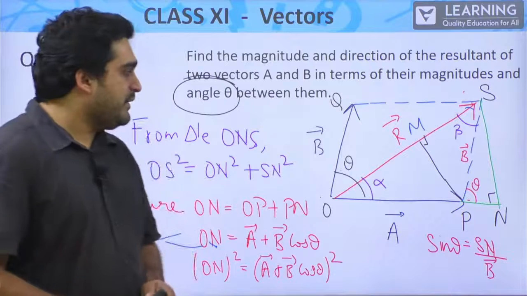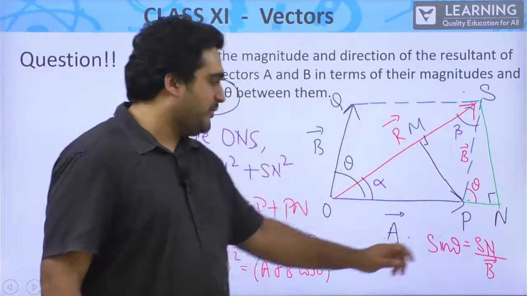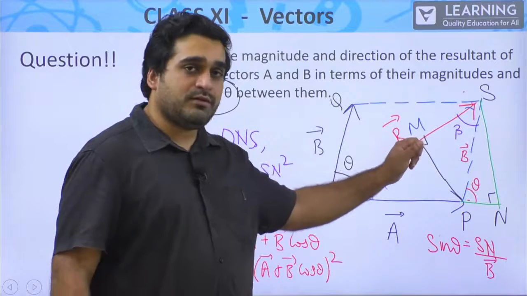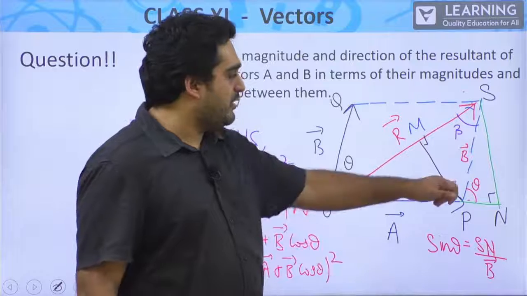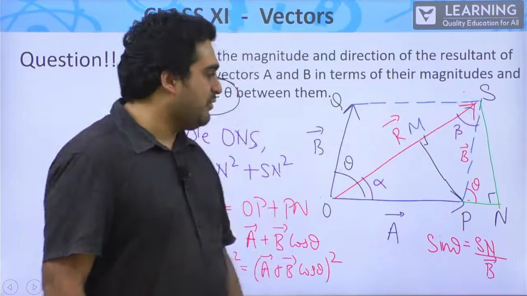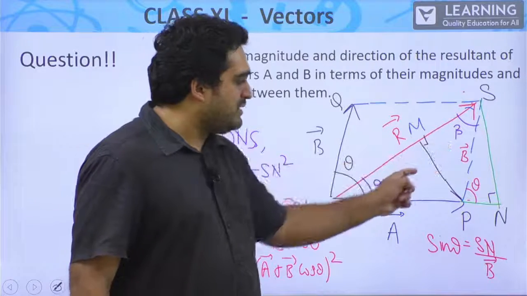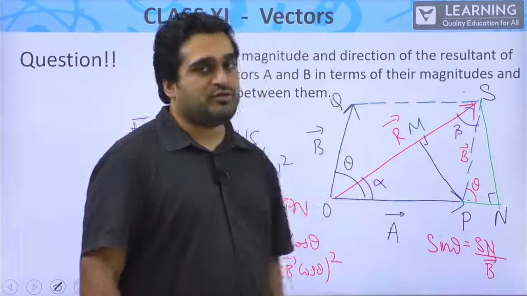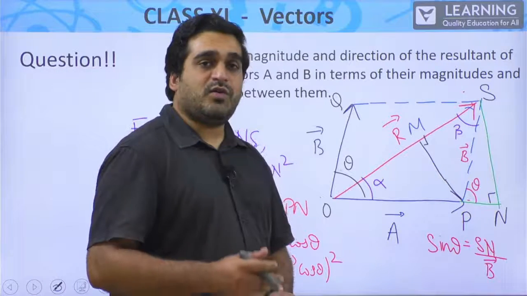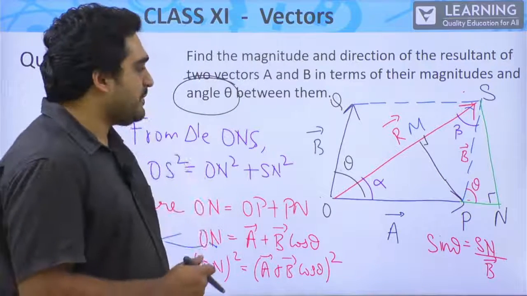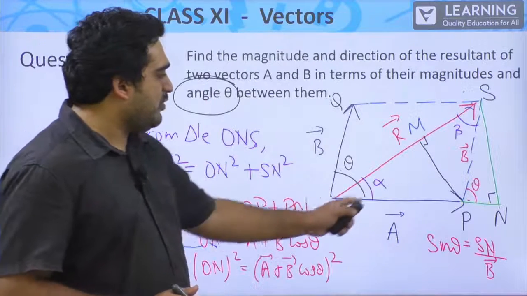Did you identify? Is it OP? No. Is it OM? No. Is it MS? No. PS? No. PM? Yes. PM is the common side of these two triangles. So since it has that common side, we will make use of that. So we'll mention in the triangle OPM.